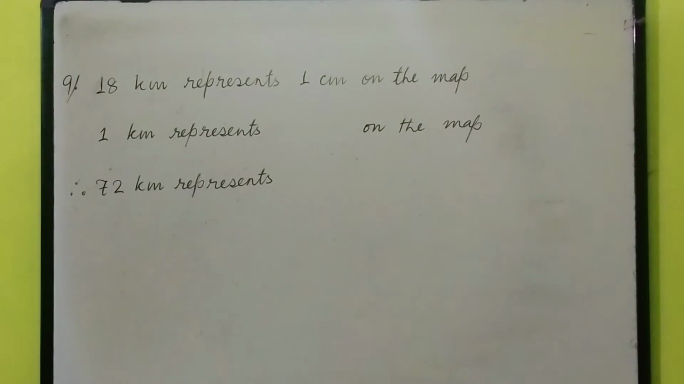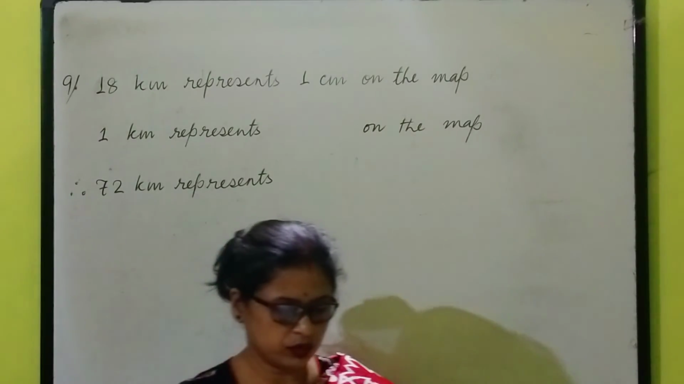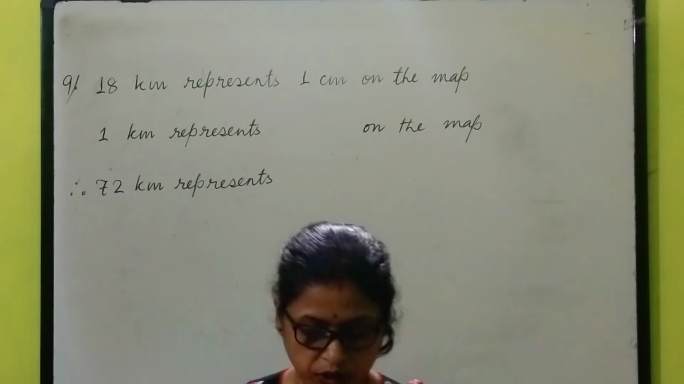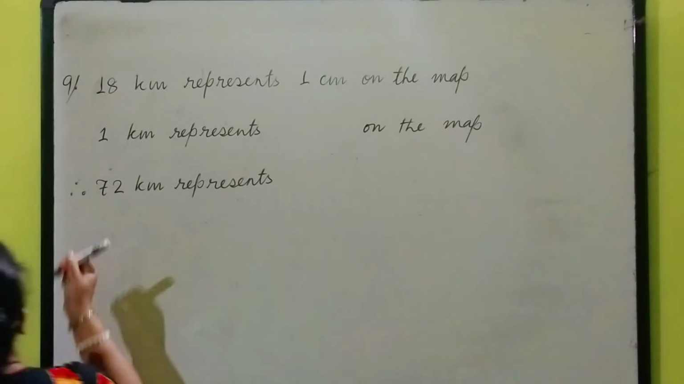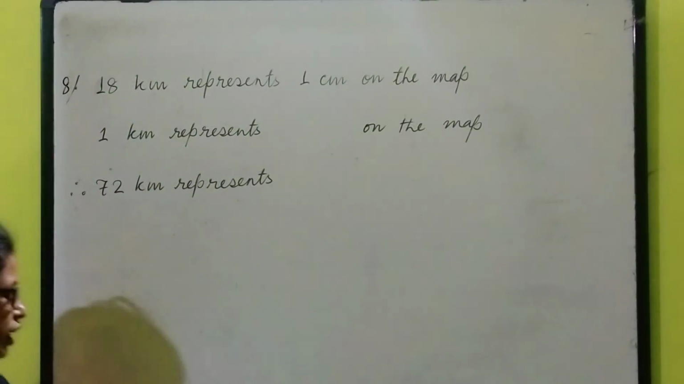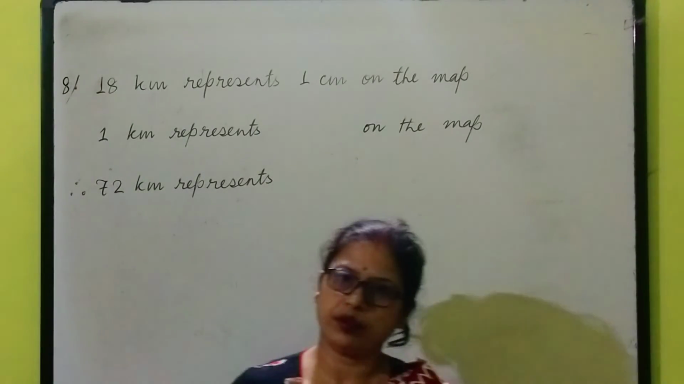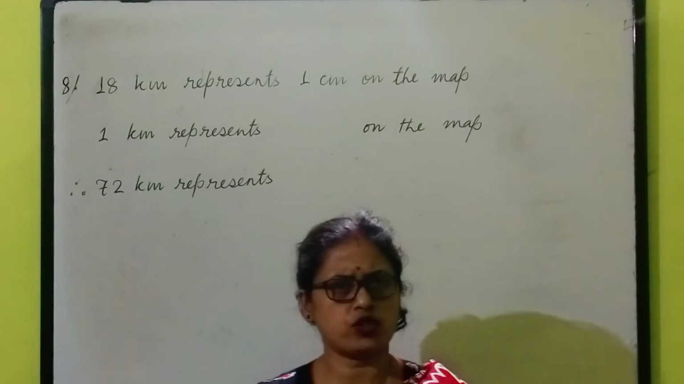Now see the next one. Question number 9. Let us see in question number 9. What is it? Question number 9. Not 9, sorry. It is question number 8. Sorry. I have written 9. 9 you have to do yourself. 8. 8 is what? Rashmi has a road map. Achha. Have you seen a road map, my dear students?